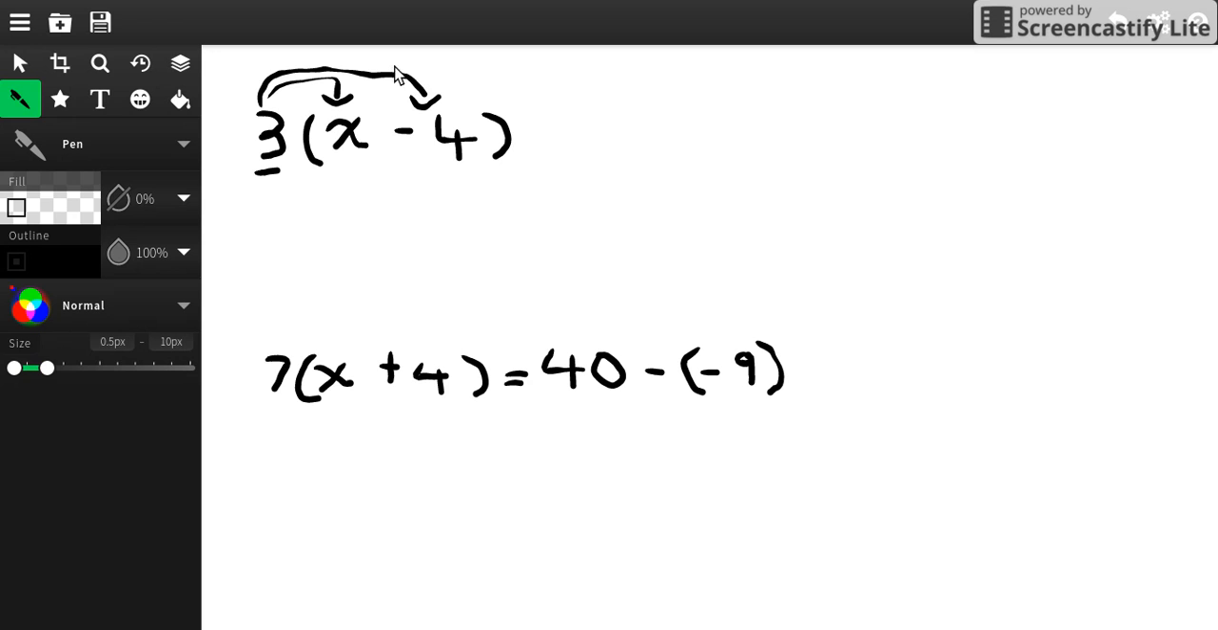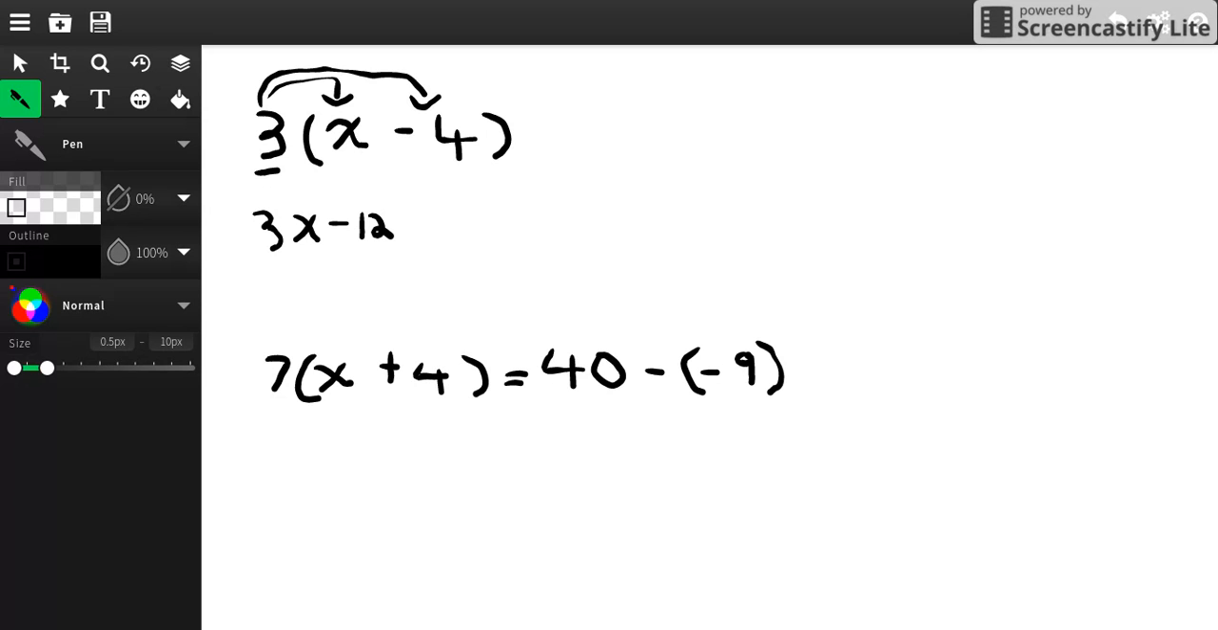So when we simplify it, we do 3 times x, which is simply 3x, and 3 times negative 4, which is negative 12. So you get 3x minus 12. We've simplified this expression using the distributive property. Now let's apply it to an algebraic equation and solve our first multi-step equation.